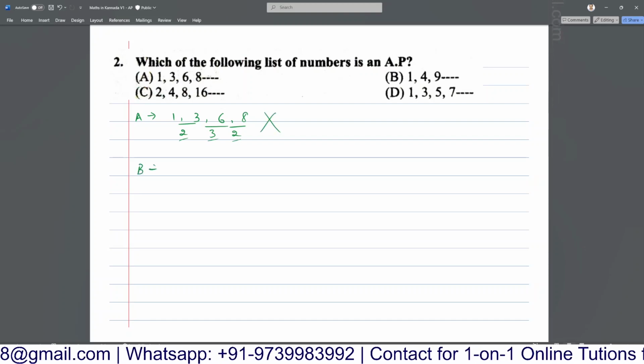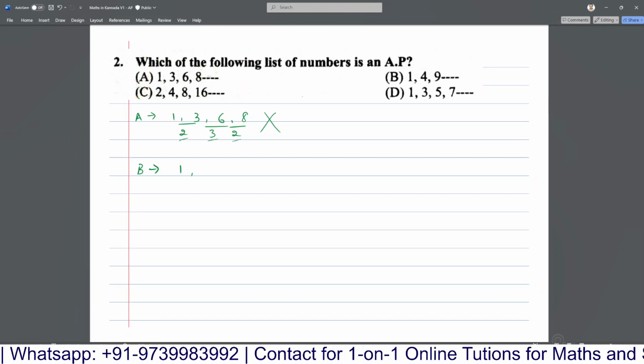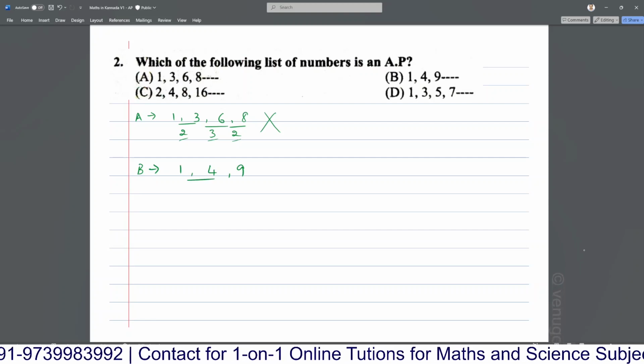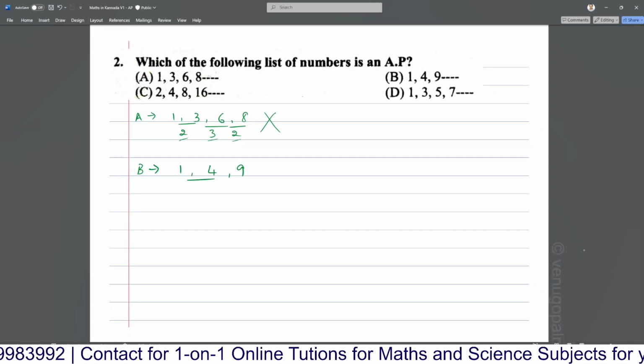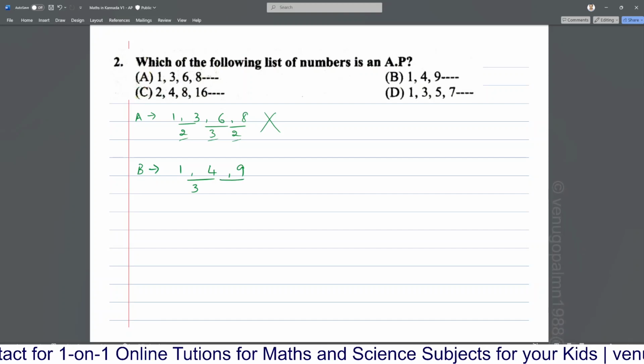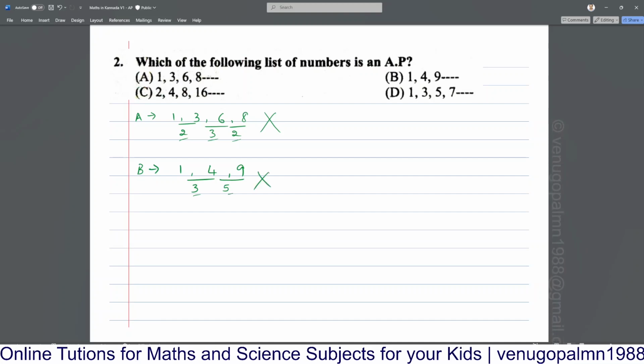Let us take the sequence B. The sequence numbers are 1, 4 and 9. Calculate the difference between 4 and 1, which is 3. Similarly, calculate the difference between 9 and 4, which is 5. The difference is not common, so this is also not the right answer.